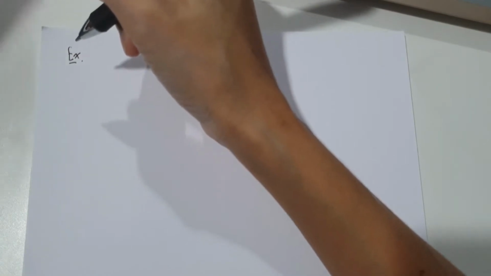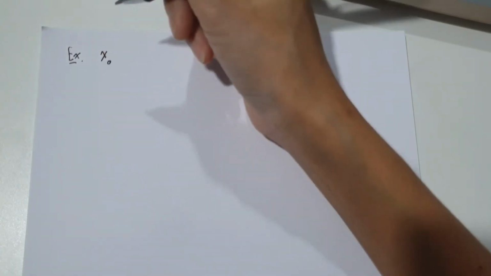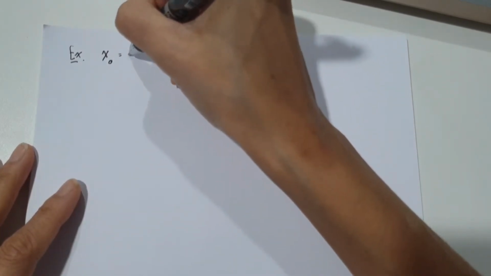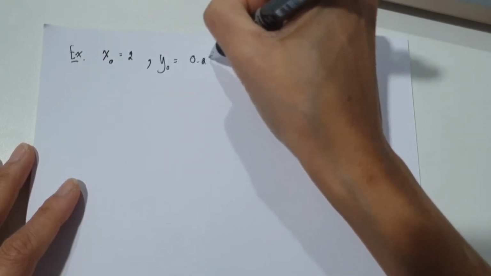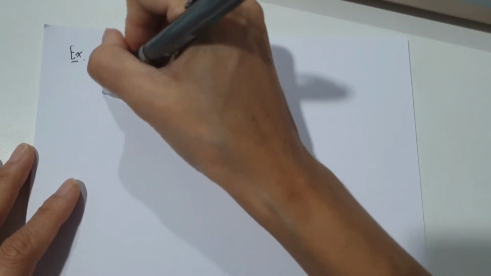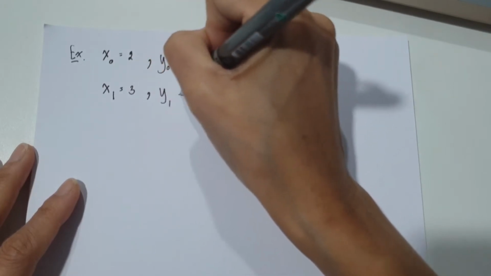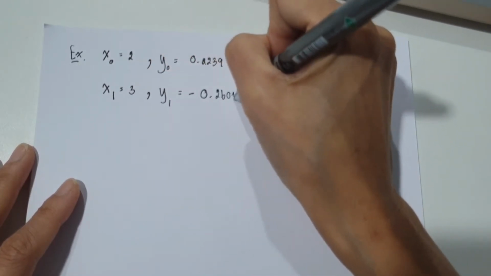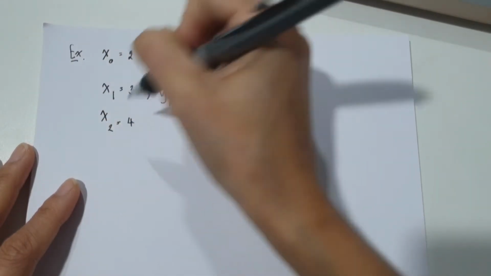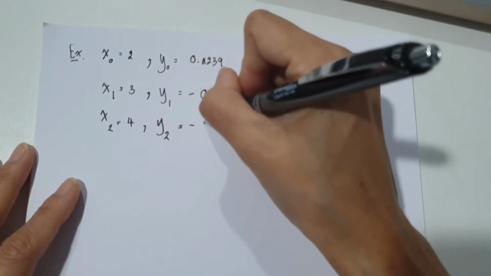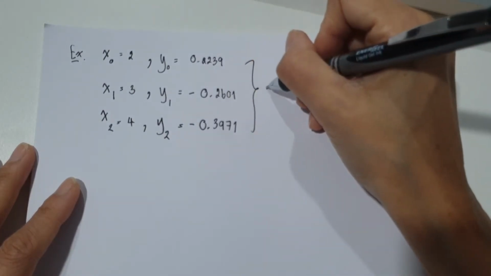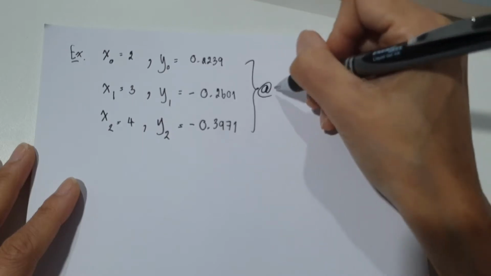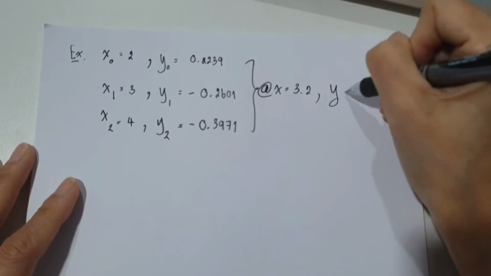I give you an example that we would like to approximate a function from these three data points: x0 = 2, y0 = 0.2239, x1 = 3, y1 = -0.2601, and x2 = 4, y2 = -0.3971, and we would like to know what y should be at x = 3.2.